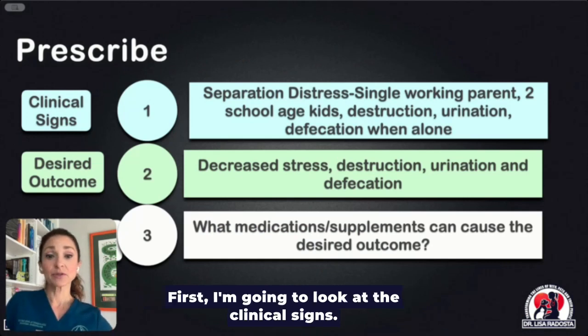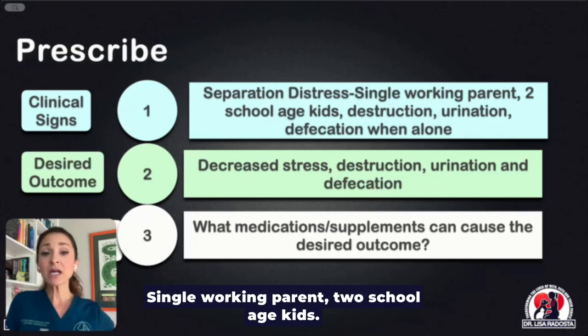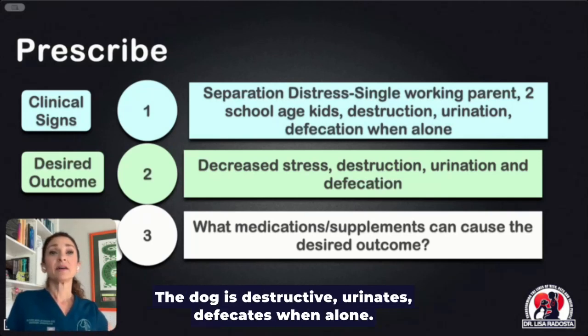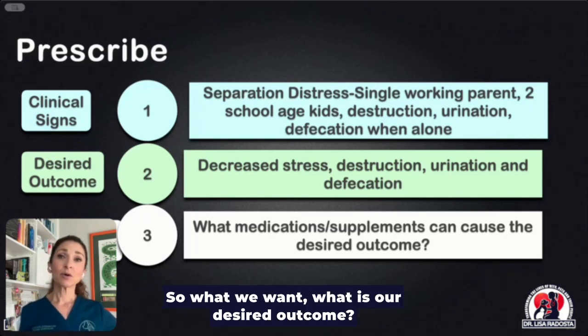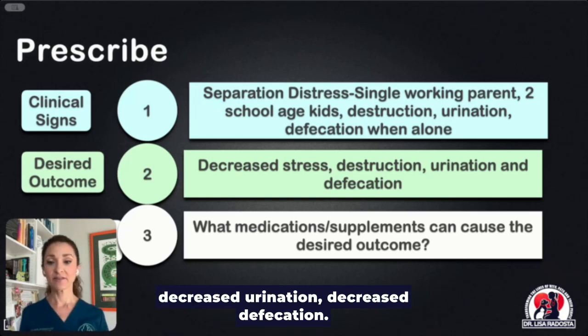First, I'm going to look at the clinical signs. This is a patient with separation distress. Single working parent, 2 school-age kids. The dog is destructive, urinates, defecates when alone. So what is our desired outcome? What's our goal? Decreased stress, decreased destruction, decreased urination, decreased defecation.